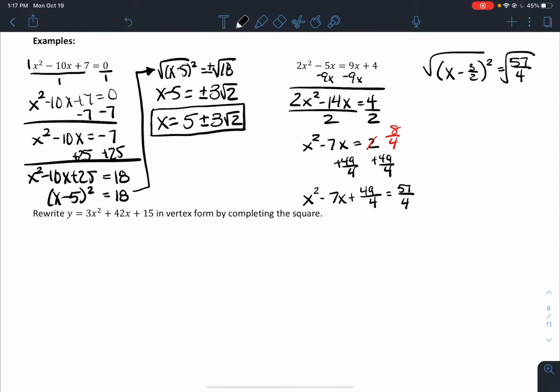I take the square root of both sides. x minus 3 halves equals plus or minus radical 57 over 2. Add the 3 halves over, so x equals 3 halves plus or minus radical 57 over 2.